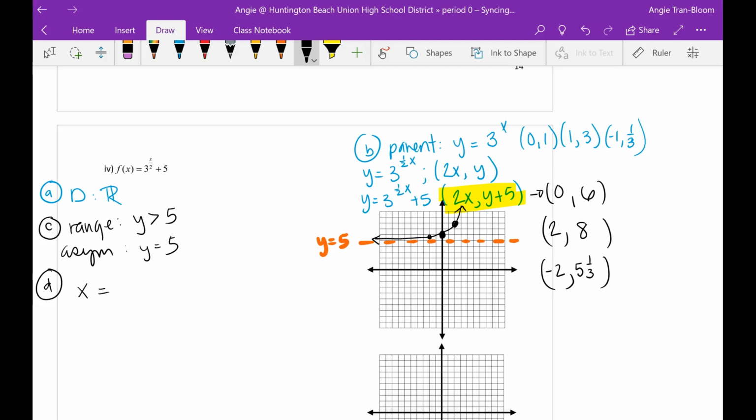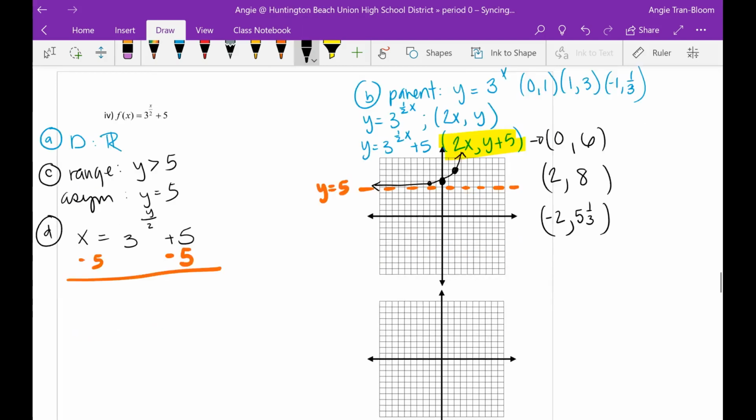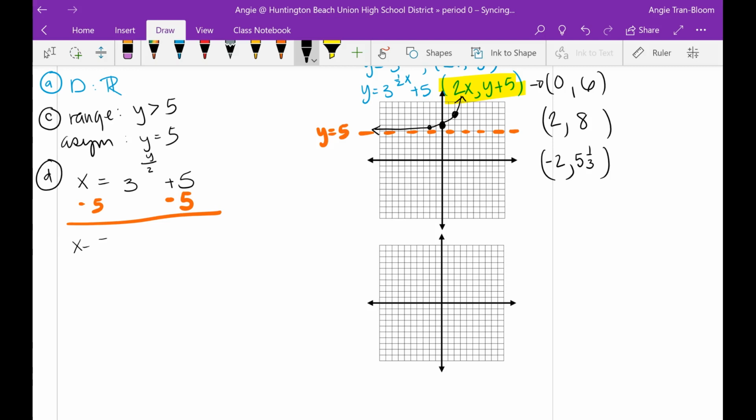And D says find the inverse function, so we are going to switch x for y and y for x. So here we go. X equals 3 to the y divided by 2, plus 5. We're going to isolate the exponent, try to get it all by itself. So this is now x minus 5 equals 3 to the 1/2 y, or you can write y divided by 2, no big deal.